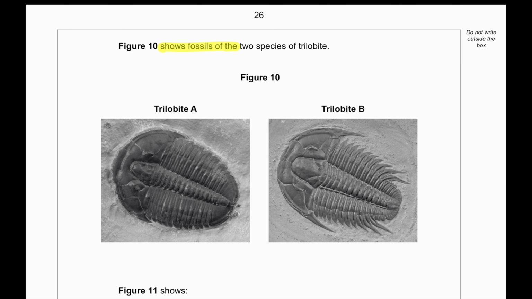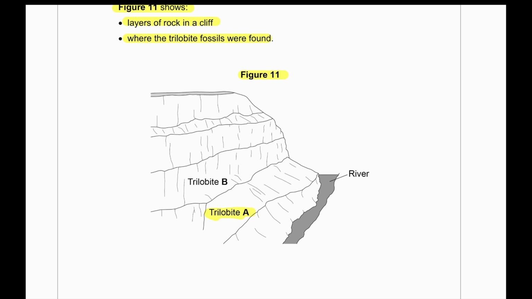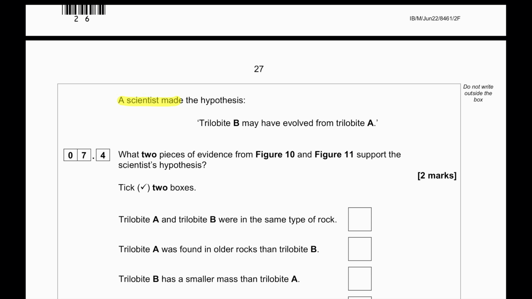Figure 10 shows the fossils of two species of trilobites. Figure 11 shows the layers of rock in a cliff where the trilobite fossils were found. We can see trilobite A at a lower level and trilobite B at a higher level. Now, a scientist made the hypothesis that trilobite B may have evolved from trilobite A. What two pieces of evidence from figure 10 and figure 11 support the scientist's hypothesis?